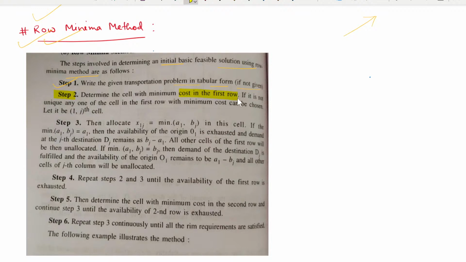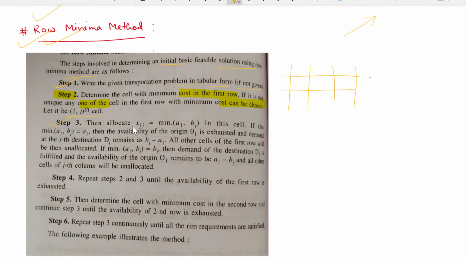From the name you can guess what type of method this is. Determine the cell with the minimum cost in the first row. If it is not unique, then one of the cells of the first row with minimum cost can be chosen. That means if there are two cells in the first row with the same cost, then you can choose any one of those cells. Let it be the ijth cell.